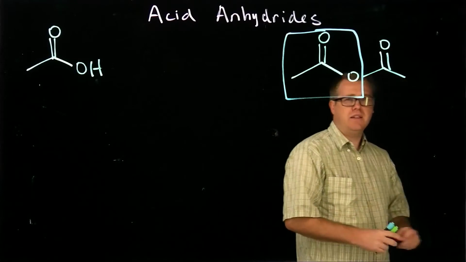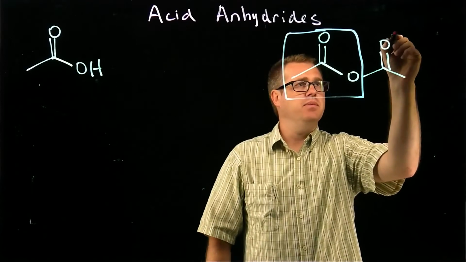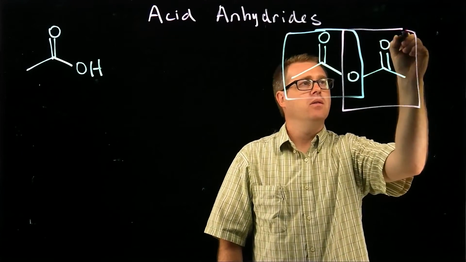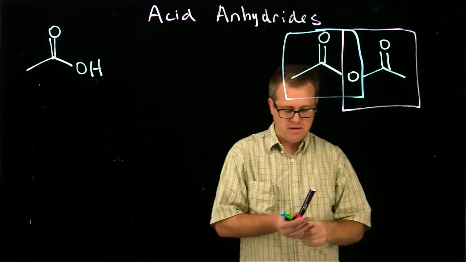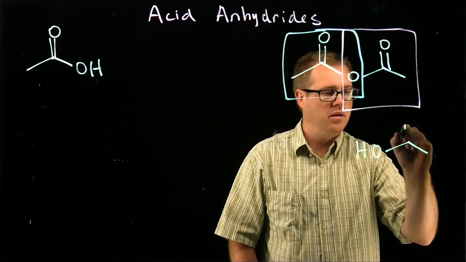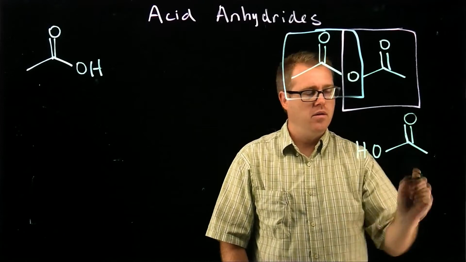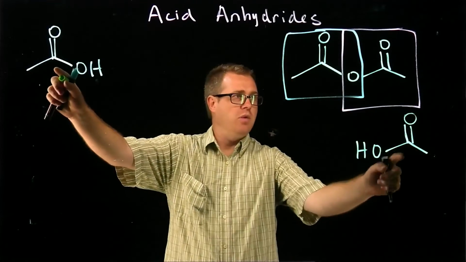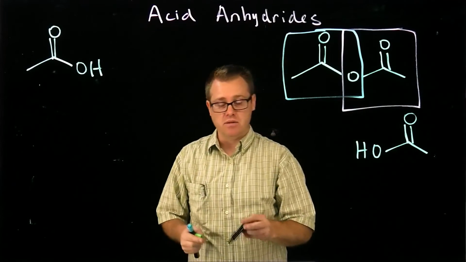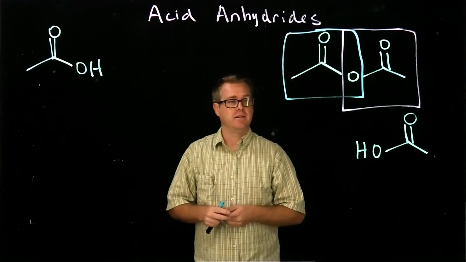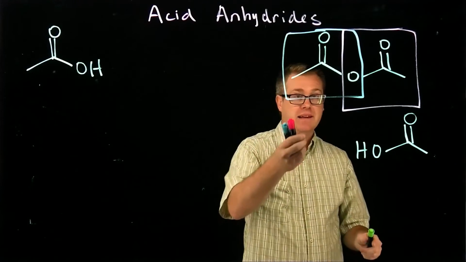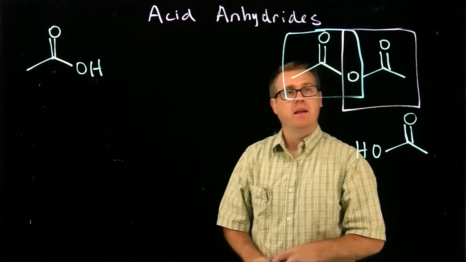But pay close attention. What if I did this? What if I chose this side? What would that pink one have been? It would have looked like this. Those two molecules are the same. So this is a symmetrical acid anhydride. So what we're going to learn first is how do we name a symmetrical anhydride.